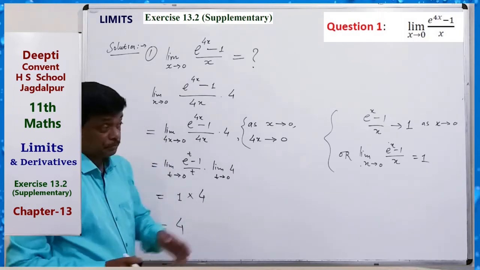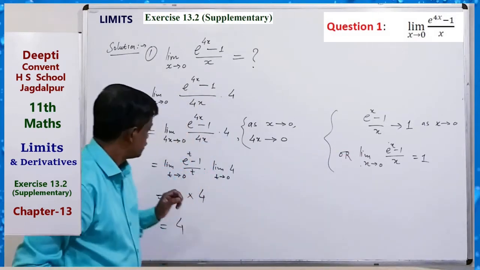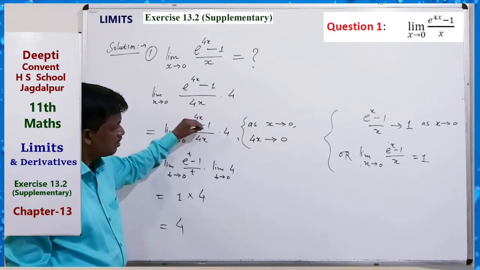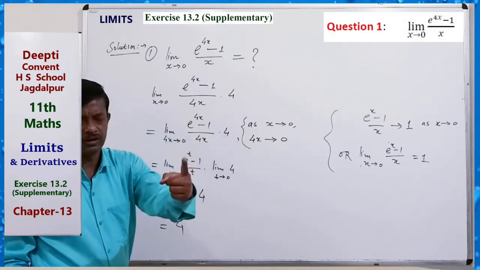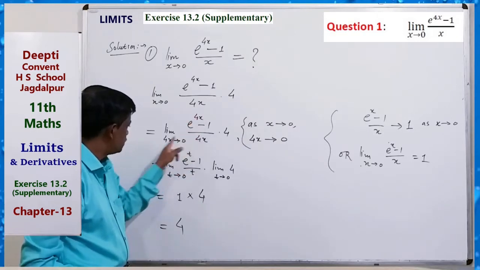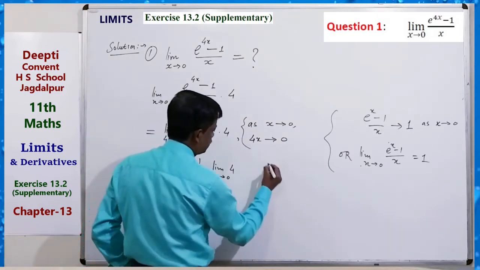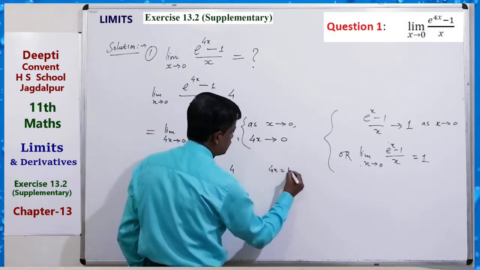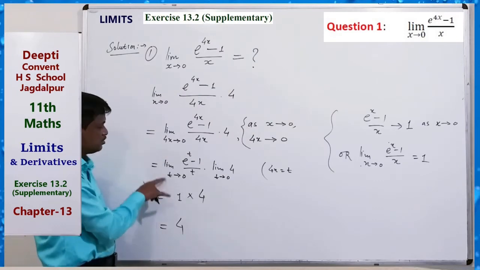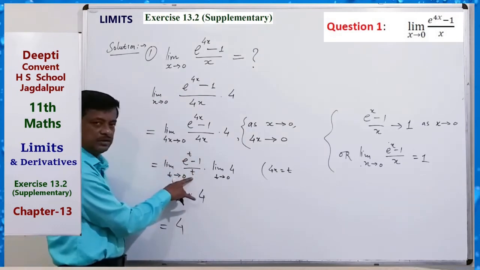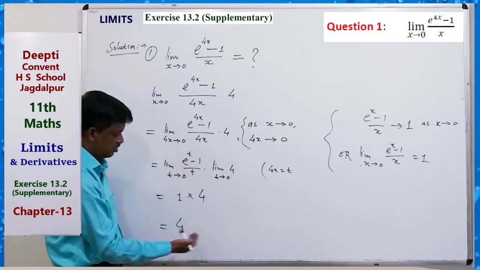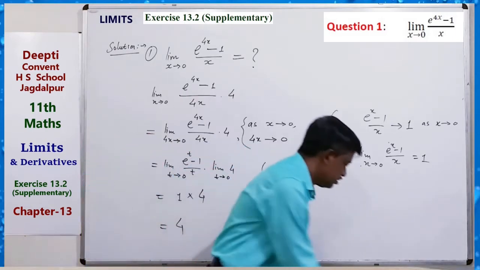Just see, this is the formula. So 4x, 4x, 4x can be written. You can also write the value of this directly as 1 by using this limit. If this is t, this is t, this is t, then you can put 4x equals t, a single quantity. Now t tending to 0, (e to the power t minus 1) by t gives 1, into limit t tending to 0 of 4. 4 is a constant, so it is 4. So the limit is 4. Okay.